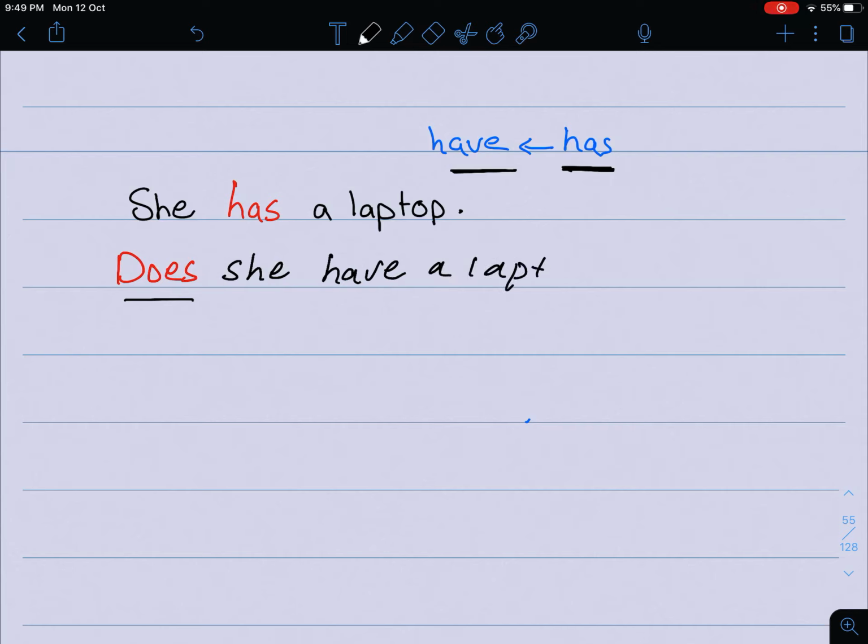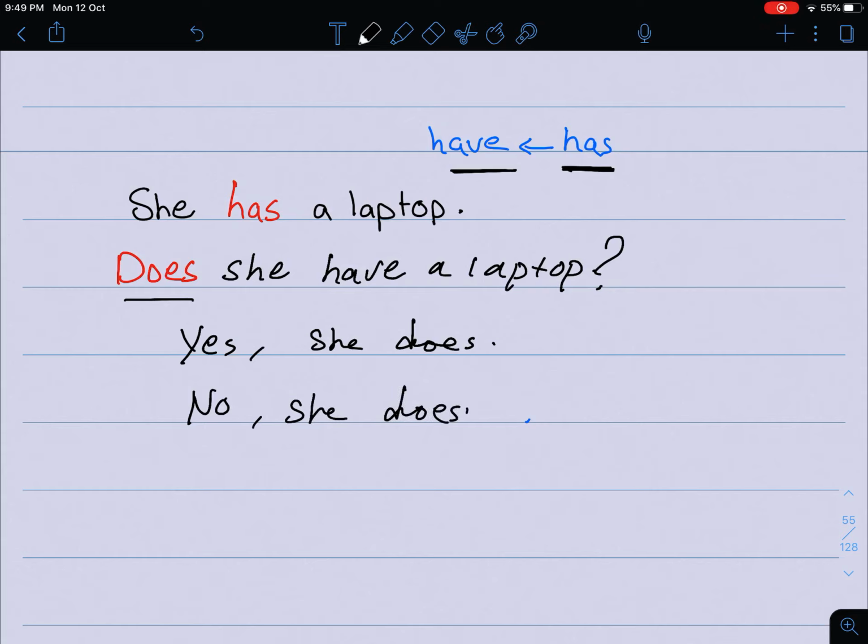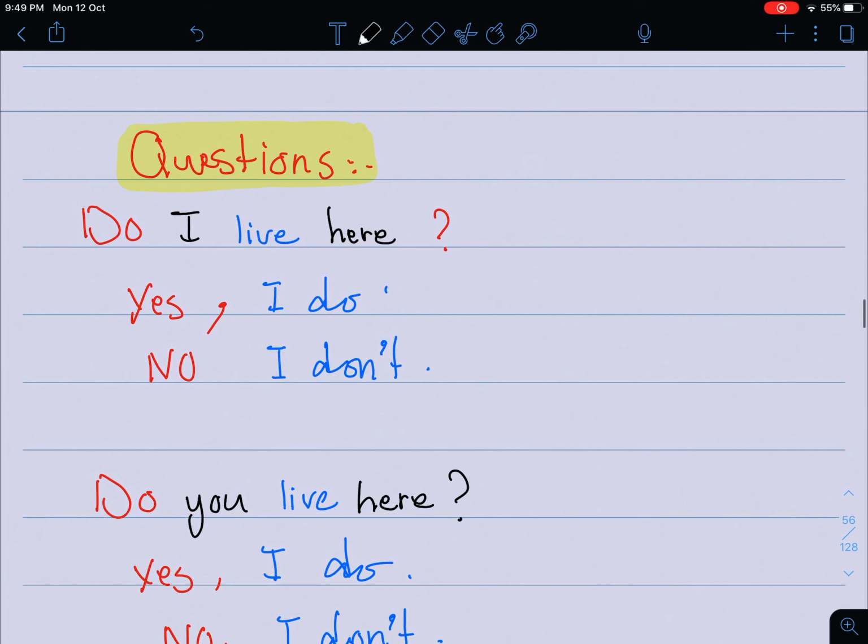Does she have a laptop? And the answer, don't forget I have to end my question with a question mark. Yes, she does, or no, she doesn't. Clear?